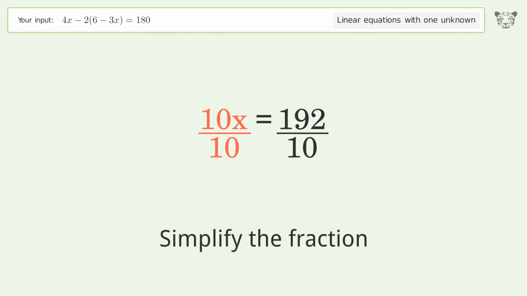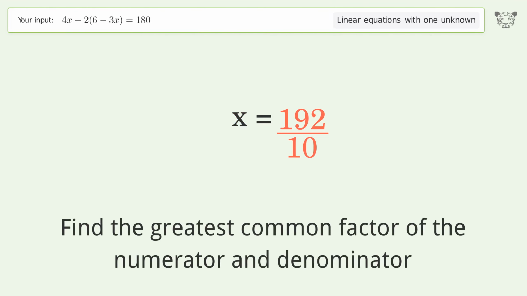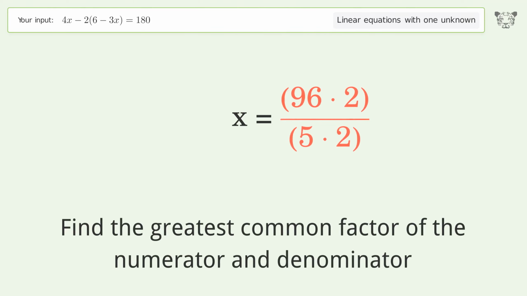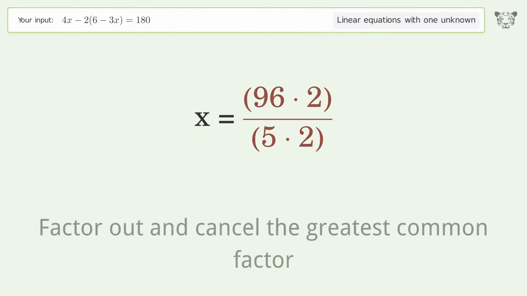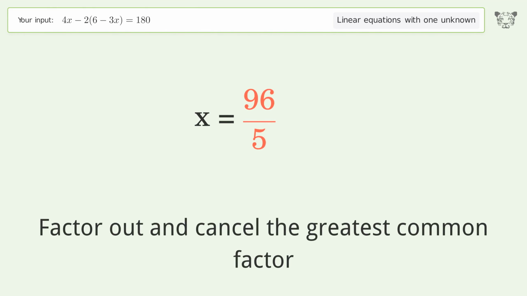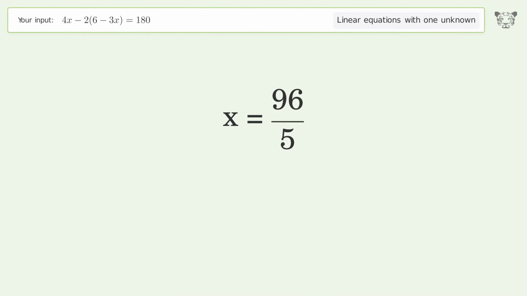Simplify the fraction. Find the greatest common factor of the numerator and denominator. Factor out and cancel the greatest common factor. And so the final result is x equals 96/5.